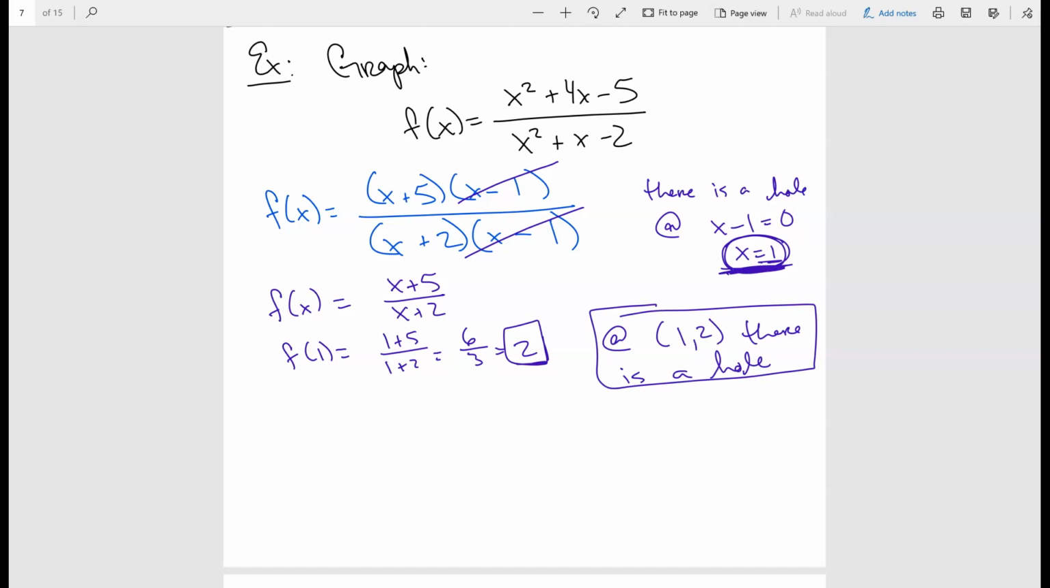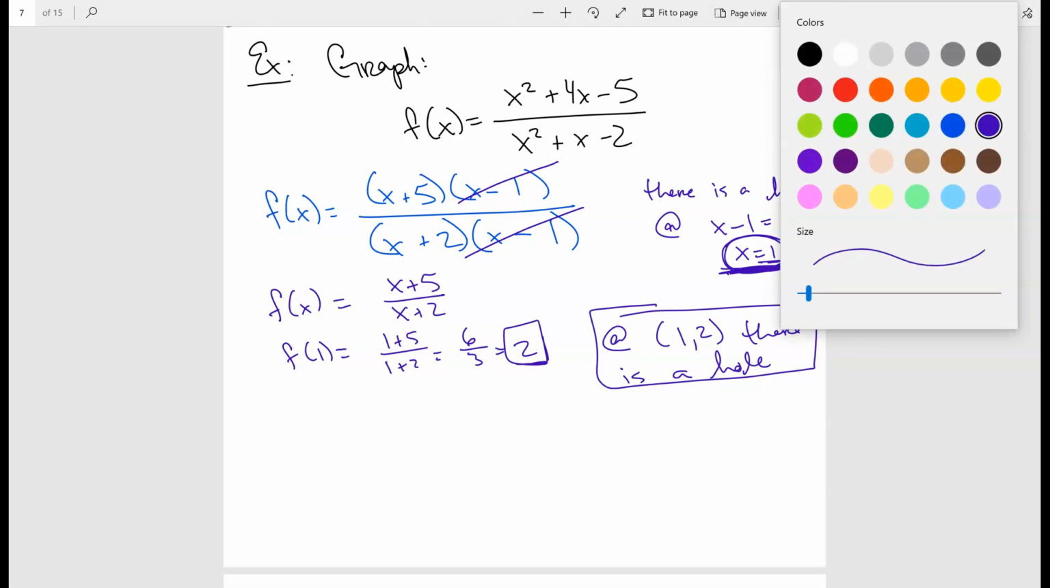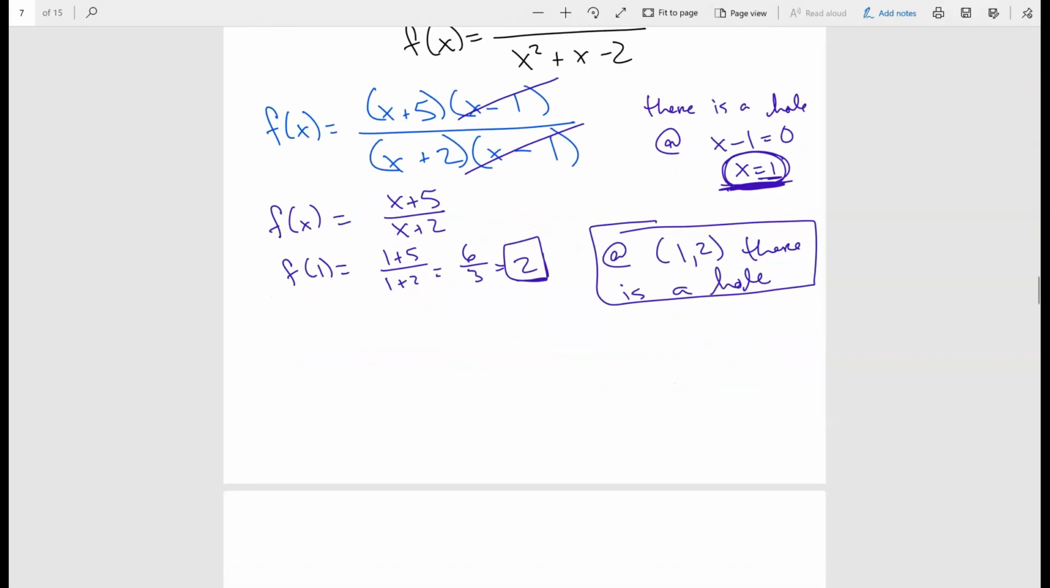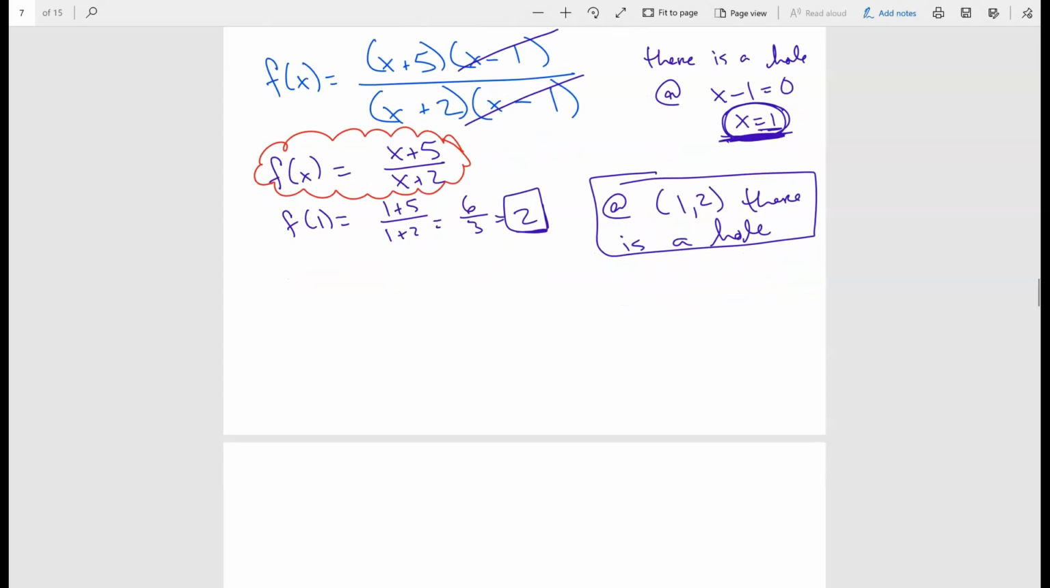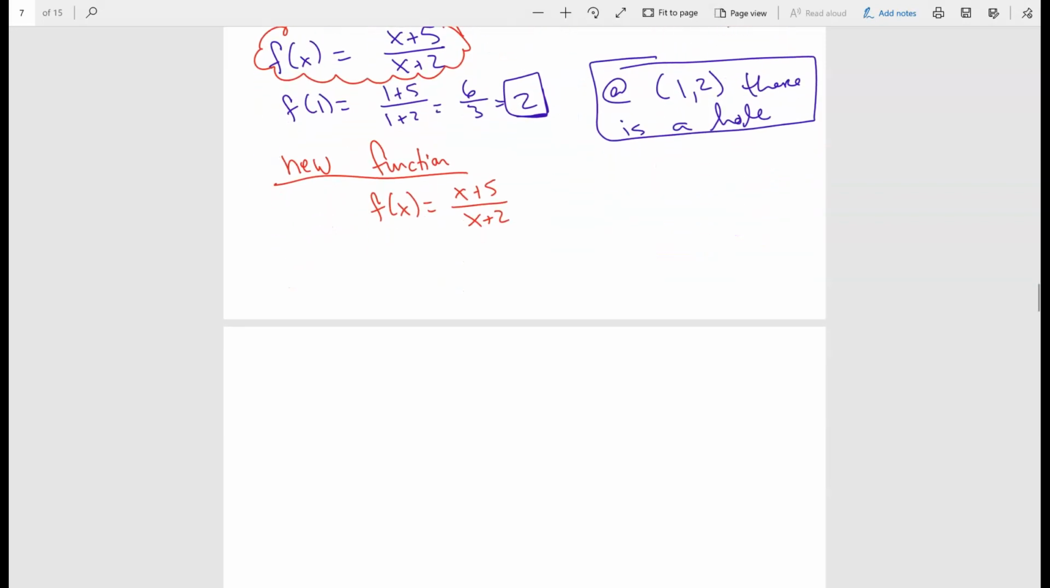Now we're going to proceed with this new function. I'm not going to look at the other one because there was a hole, something went away. So this is the new function that I'm going to work with. We have f of x is equal to x plus 5 divided by x plus 2. With this one, everything is factored. We don't have to do anything else.